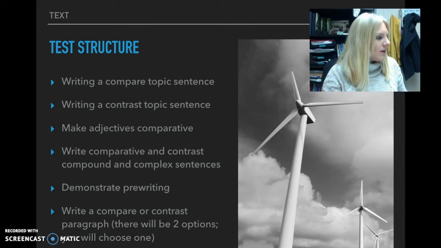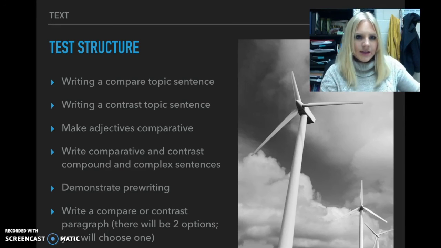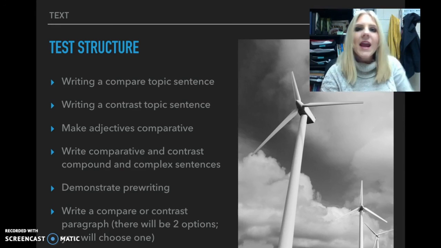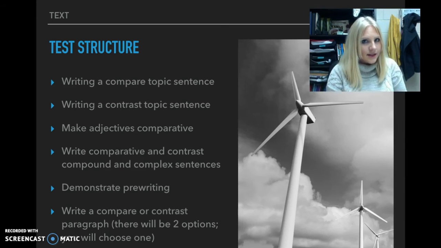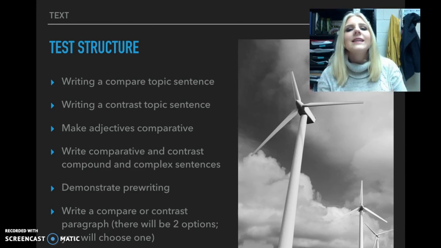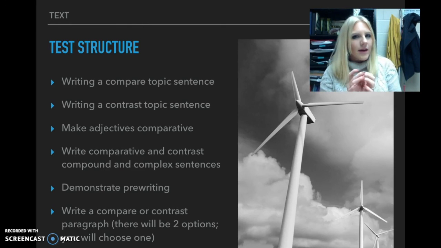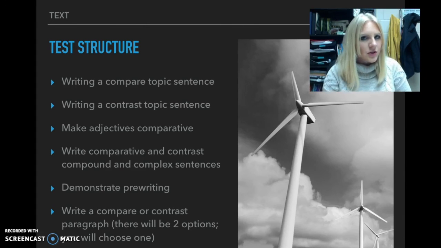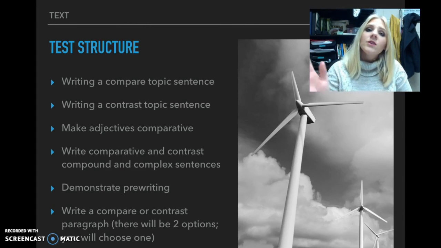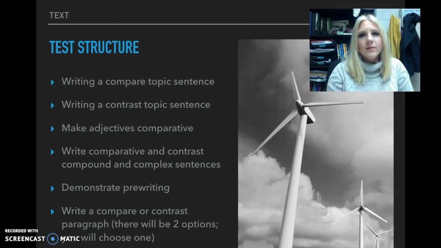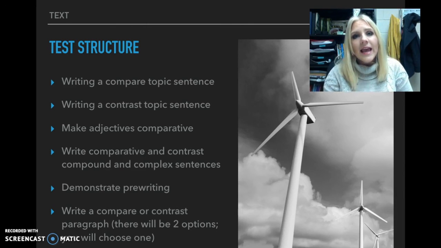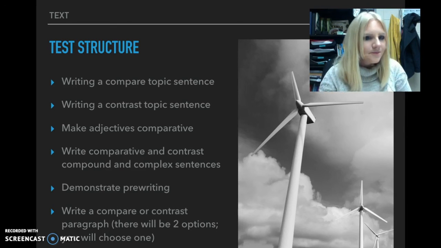Okay, now the next thing I'm looking at is writing some compare and contrast compound and complex sentences. So let's go back, look at those comparative sentences, look at those contrast sentences, sentences that become compound or complex. You need to be able to know how to write sentences using that particular structure, because I don't want you to graduate from this level without being able to demonstrate to me or the other teachers, hey, I know how to write a complex sentence. Hey, I know how to write a compound sentence.